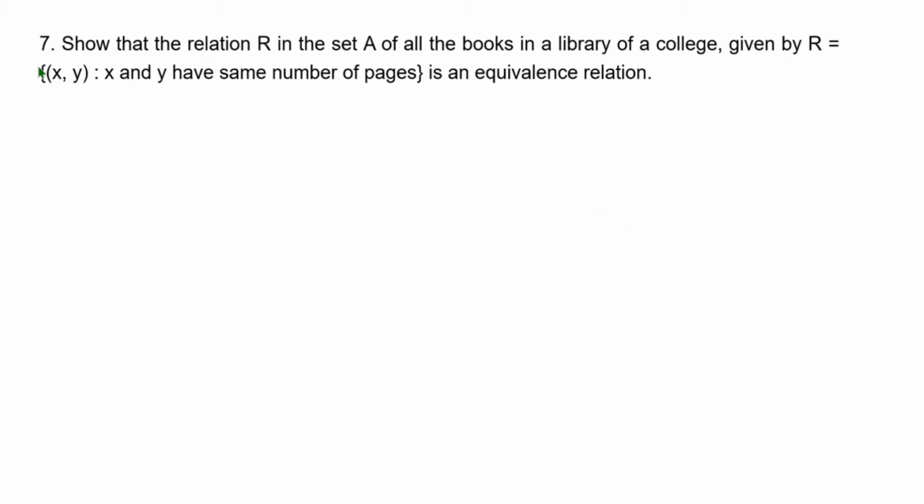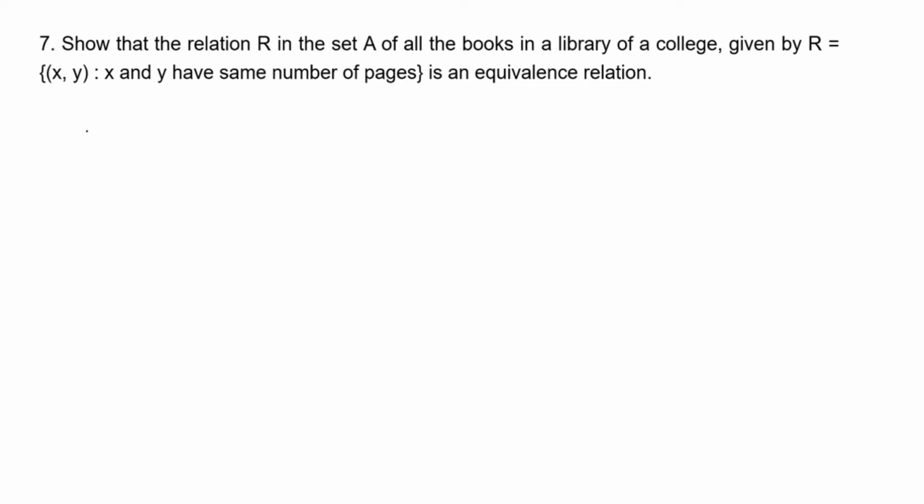The next question: show that the relation R in the set A of all books in a library of a college given by R is equal to the set of all ordered pairs (x, y) such that x and y have the same number of pages is an equivalence relation. We have to prove that R is an equivalence relation. That is, R is reflexive, R is symmetric and R is transitive. This is what we have to prove.